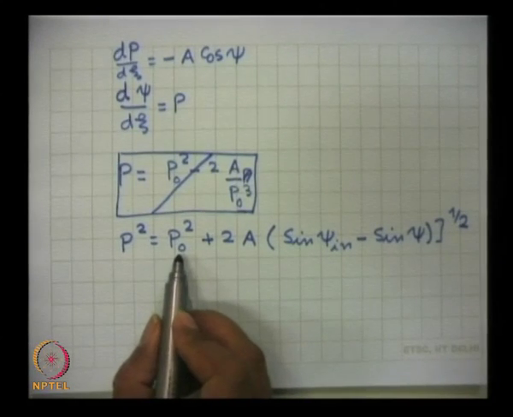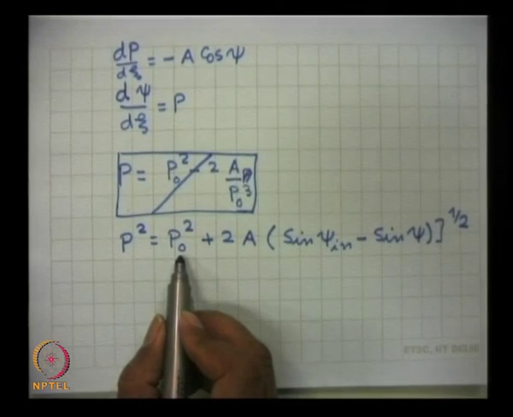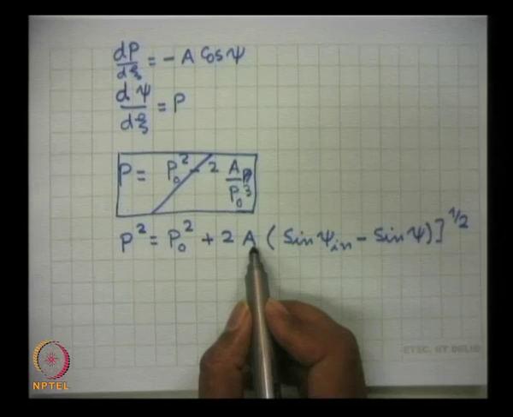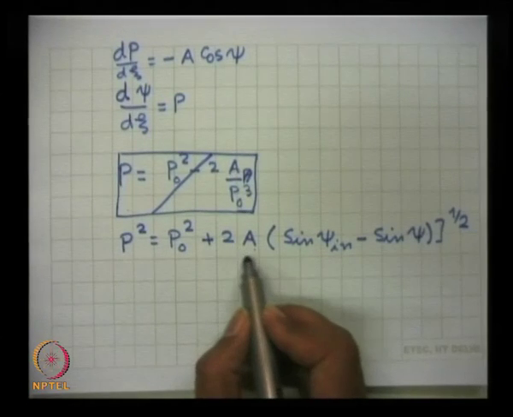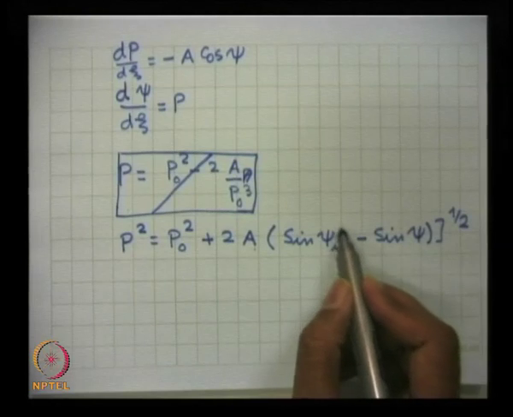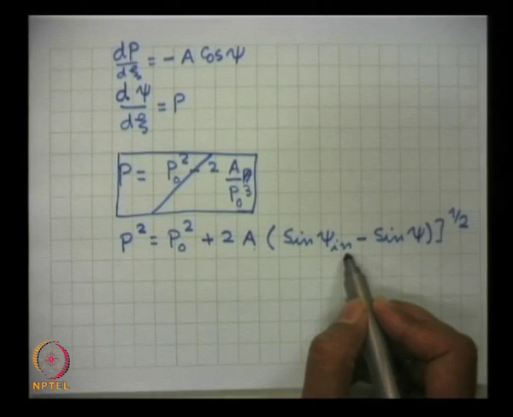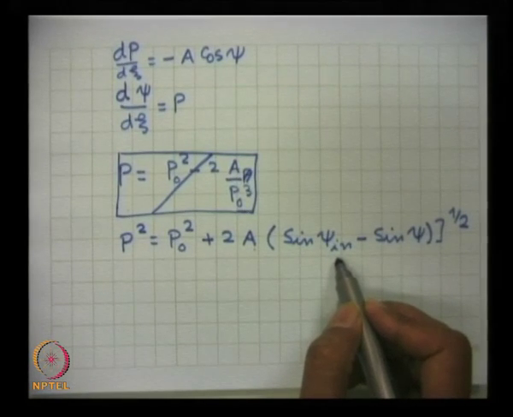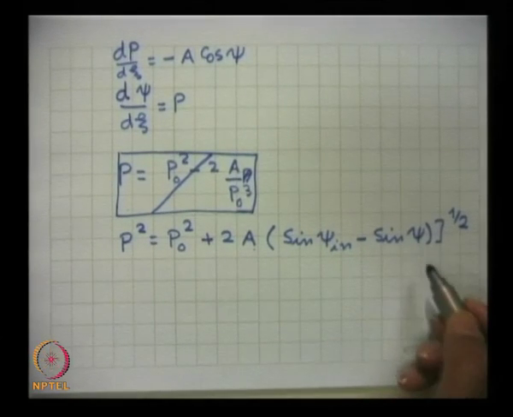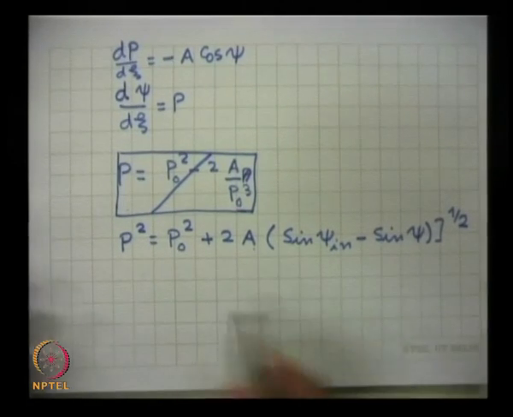where P0 is the initial value of P with which the electron is launched into the machine. A is the normalized amplitude of the ponderomotive force. Psi in is the initial phase of the wave as seen by the electron when it is injected into the interaction region, and psi is the phase of the wave at any instant of time as seen by the particle.